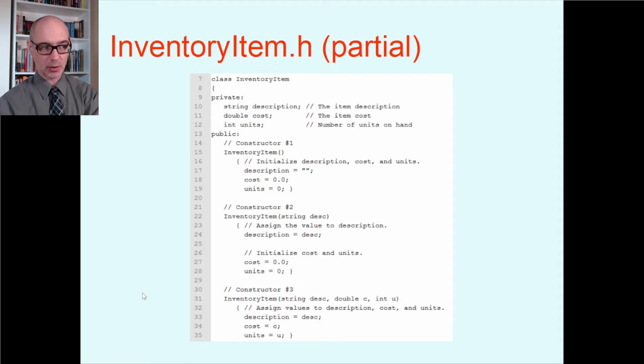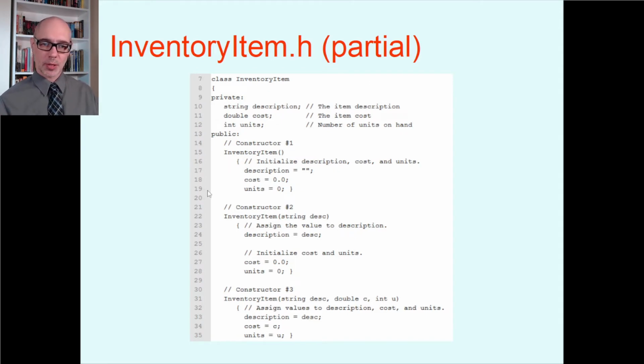Here's the header file to a series of programs that the book uses for this. The class is called inventory item to store everything you need to know about one particular object that's for sale in a store, maybe like a hardware store. So the private data, you have a C++ string for the description of the item. You've got a double floating point variable for the cost. You've got an integer for the number of units currently in stock in the store. This is the kind of thing we've seen before.